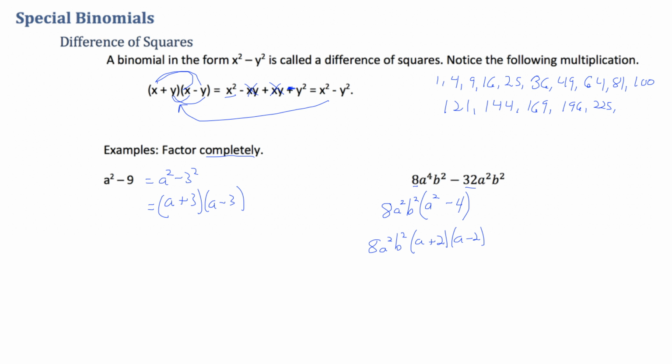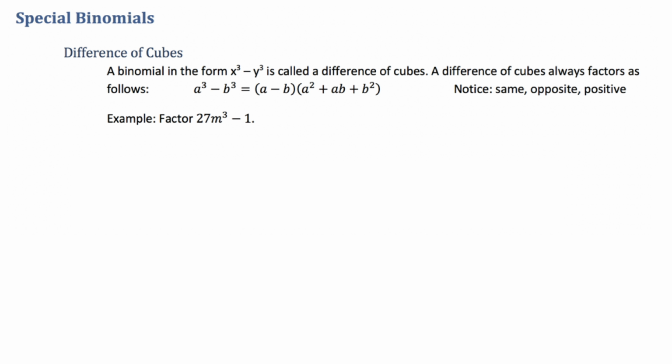There are going to be 2 more, and these 2 are actually related. So let's go ahead and look at this. This is a difference of cubes, so now we're looking at perfect cubes. A binomial in the form x cubed minus y cubed is called a difference of cubes. A difference of cubes always factors as follows. If you have a perfect cube minus a perfect cube, it will always be the cube root of the first, so a minus b, the cube root of the second, and then a squared plus ab plus b squared.